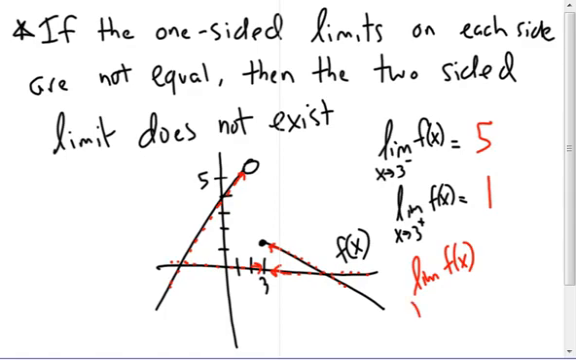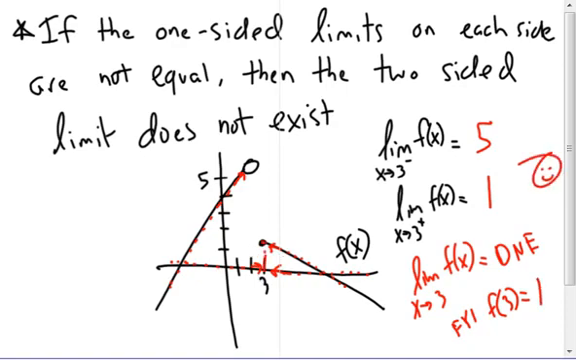So what's the limit of f of x as x approaches 3, straight up, no plus or minus? The answer is does not exist, because from the left it's approaching 5, from the right it's approaching 1. Doesn't exist. Now, just for your information, f of 3 is right there, 1. That's where the function value is.